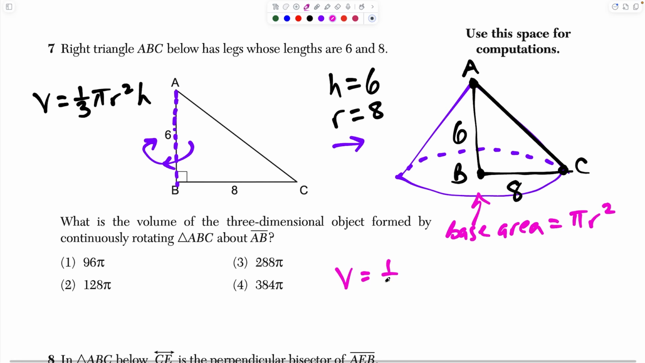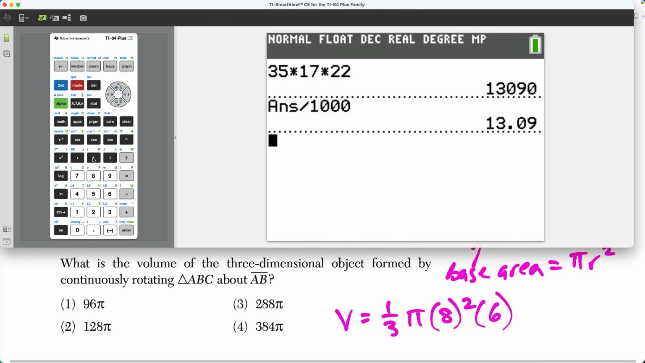So we're going to have volume equals 1/3 pi, and then the radius is 8, and we're squaring it, times the height is 6. And now we just type this in. So we go back to the main screen here, and I could do 1/3. And then we have pi, but I don't have to write pi in. I could just add it at the end. So I have 1/3, and I'm multiplying by 8 to the second power. And then I'm multiplying by 6. And this tells me my coefficient of pi is 128, so choice 2.